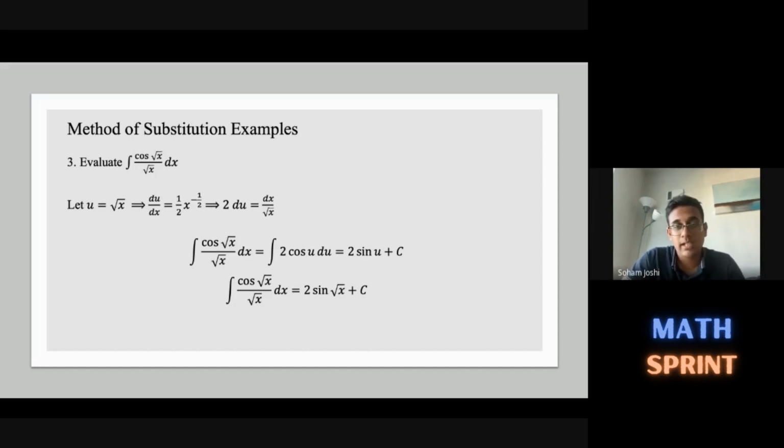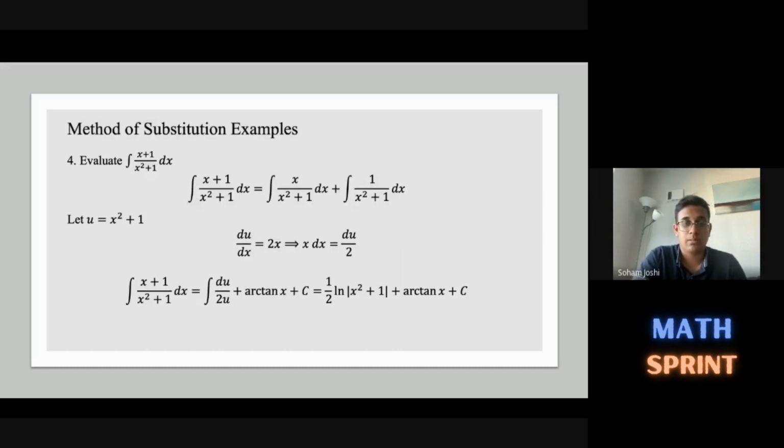dx by root x is equal to 2 du. So we substitute dx by root x with 2 du. Also, root x can be substituted with u. So our integral is now changed. Now we have to integrate 2 cos u with respect to u, and this gives us 2 sine u plus c. So now we get rid of the temporary variable u by substituting it with root x. So our final answer becomes 2 sine root x plus c.